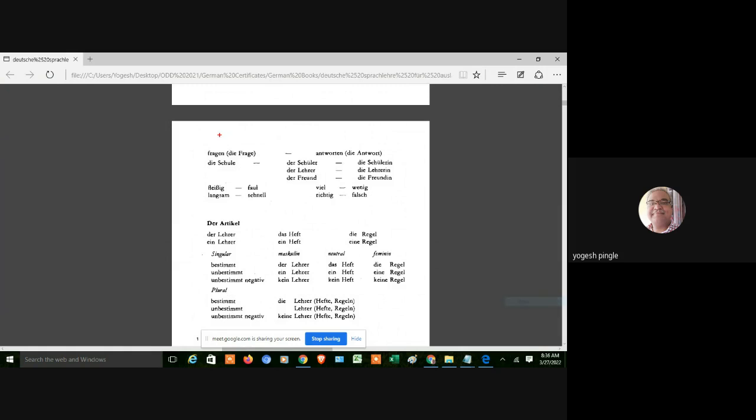Again, I'm hoping that you are making a note of it in your German notebook. Always make a habit, because it's a new thing, you are learning a new language altogether. Whenever we are learning something, you are going to write it in the notebook, so that you will have the practice of writing as well. So this is a verb, this is a noun. You can see fragen, die Frage, the question. Like this, antworten means to answer, and the noun of this word is die Antwort, the answer.